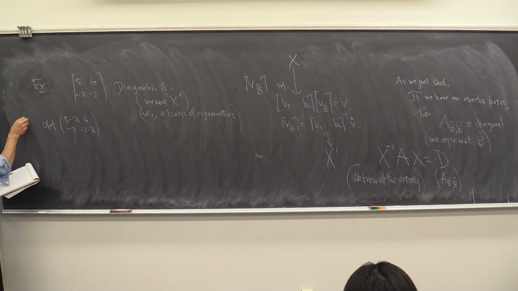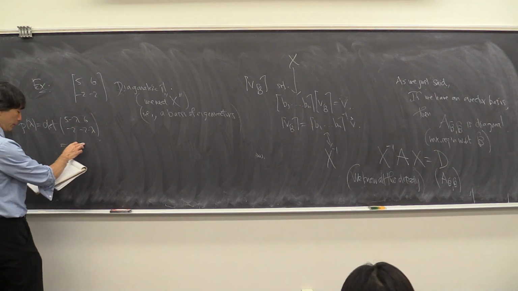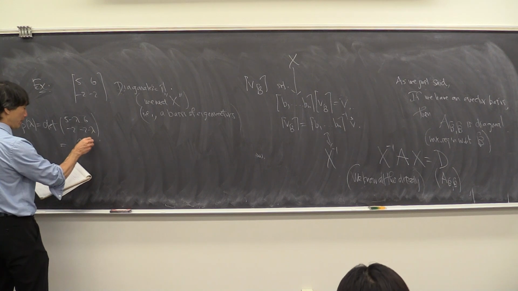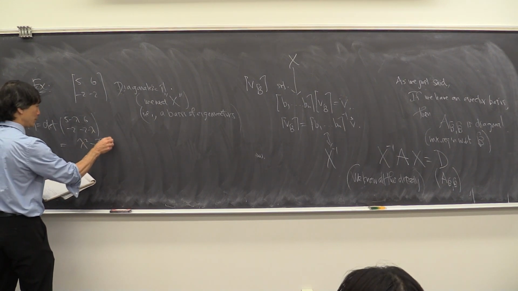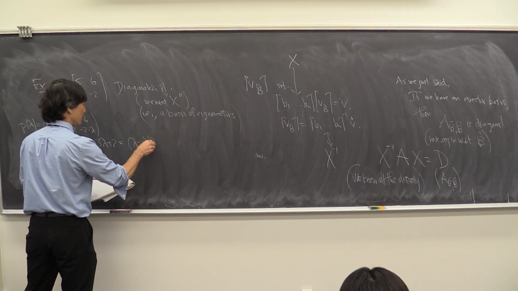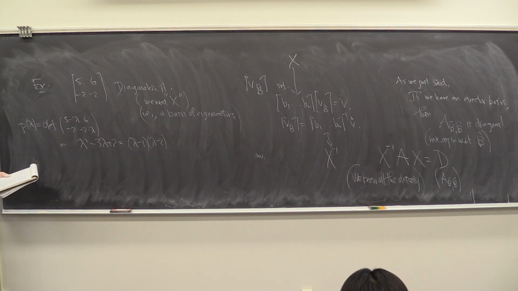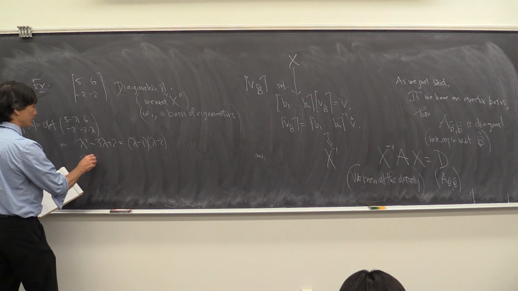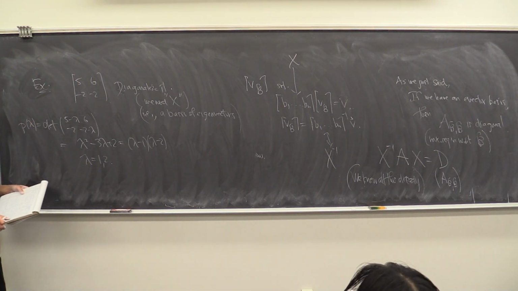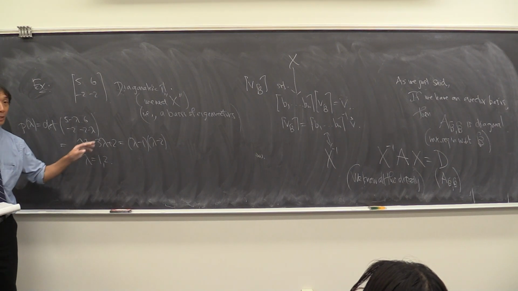P of lambda, as we've been denoting it, if you work it out, turns out to be lambda squared minus 3 lambda plus 2, which is lambda minus 1 times lambda minus 2. So the eigenvalues are 1 and 2, which is a good sign because we've got 2 distinct eigenvalues, which means that we're going to be diagonalizable.